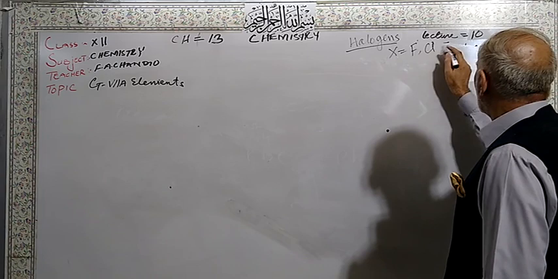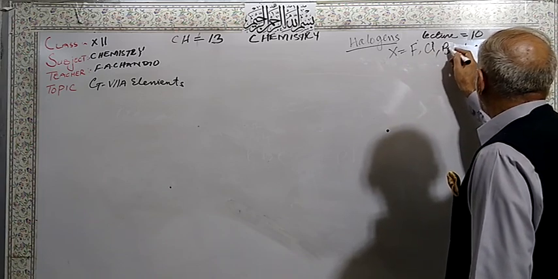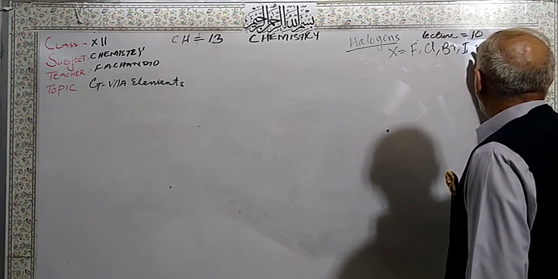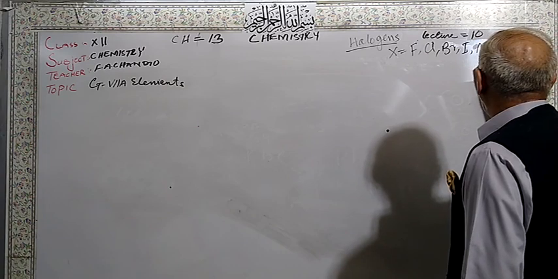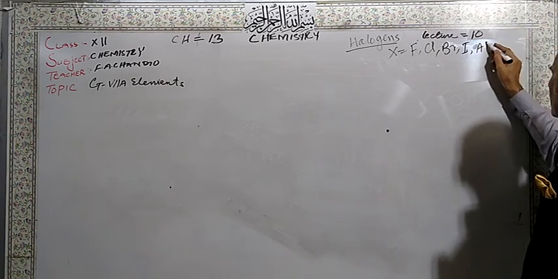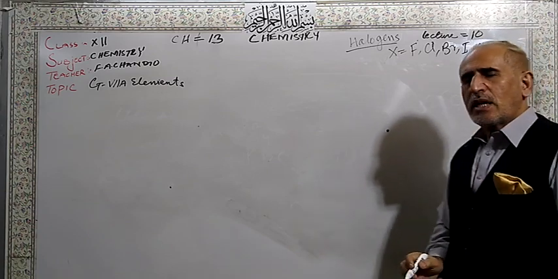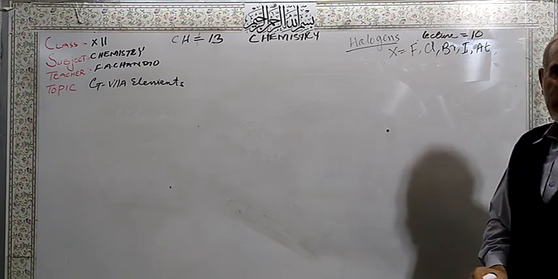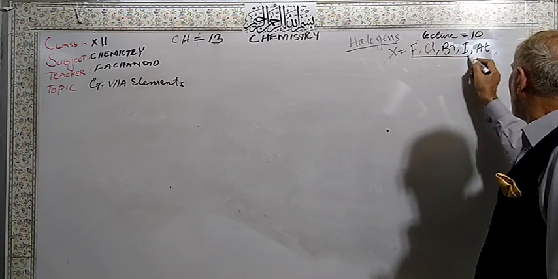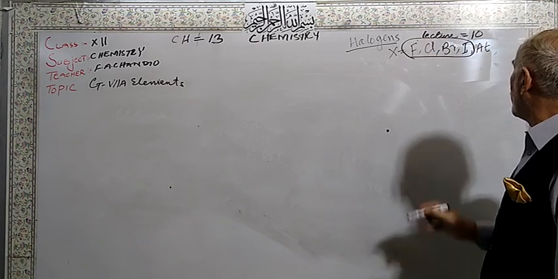Fluorine, chlorine, bromine, iodine, and astatine, which is a radioactive element. Astatine is a radioactive element which is not going to participate in chemical reactions, so we will only see the chemical reactions from fluorine to iodine.